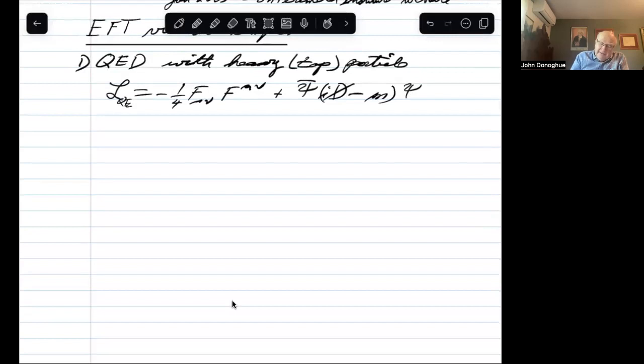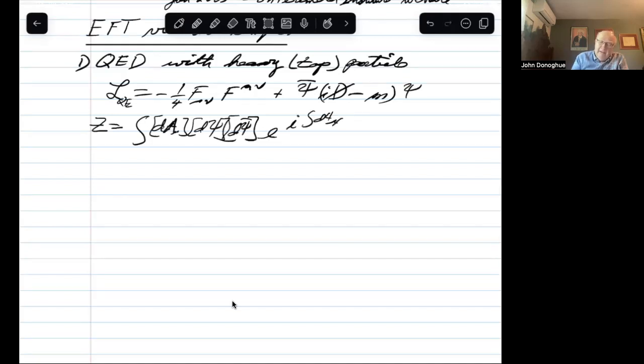And the correspondence that we're going to be after is that the path integral that we have here, we start off with the integral dA, d psi, d psi bar, e to the i integral d4x L QED, that's a function of A and psi. And we're going to integrate out the heavy particle because it's heavy, and so we're living at low energies. The top quark doesn't influence atomic physics.